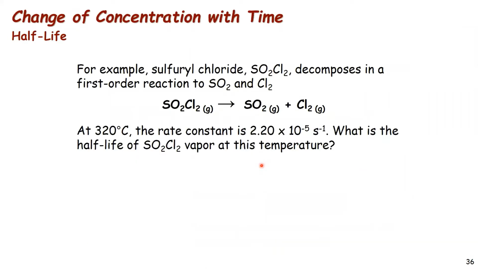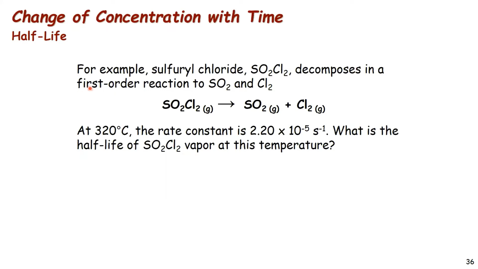Okay, so let's take an example. Let's say we have sulfuryl chloride, and it decomposes into sulfur dioxide and molecular chlorine. At 320 degrees Celsius, the rate constant is 2.2 times 10 to the negative fifth per second. And I want to know what is the half-life of sulfuryl chloride vapor at this temperature.